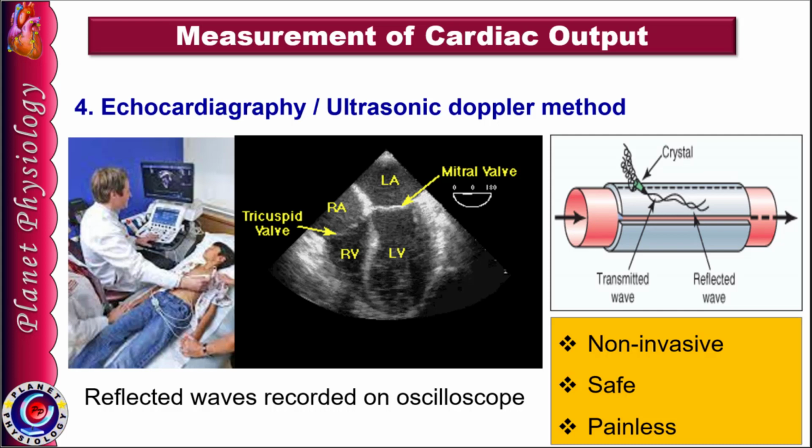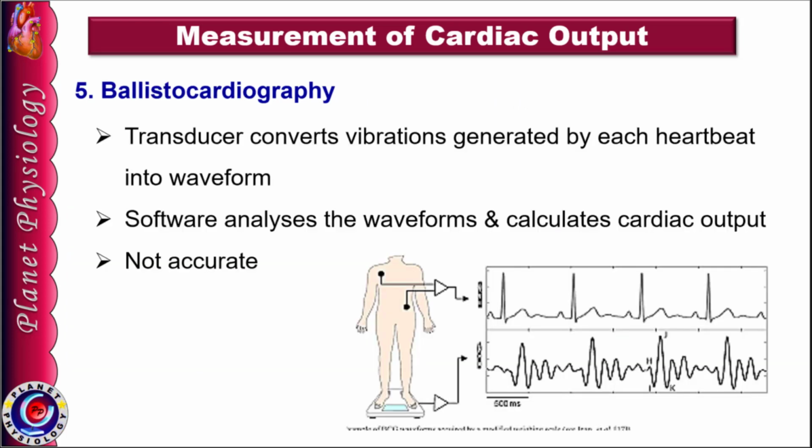The last method of cardiac output measurement is ballistocardiography. In this case, the transducer converts the vibrations generated by the heartbeats into waveforms. From these waveforms, the software analyzes and calculates cardiac output, but this is not an accurate method.